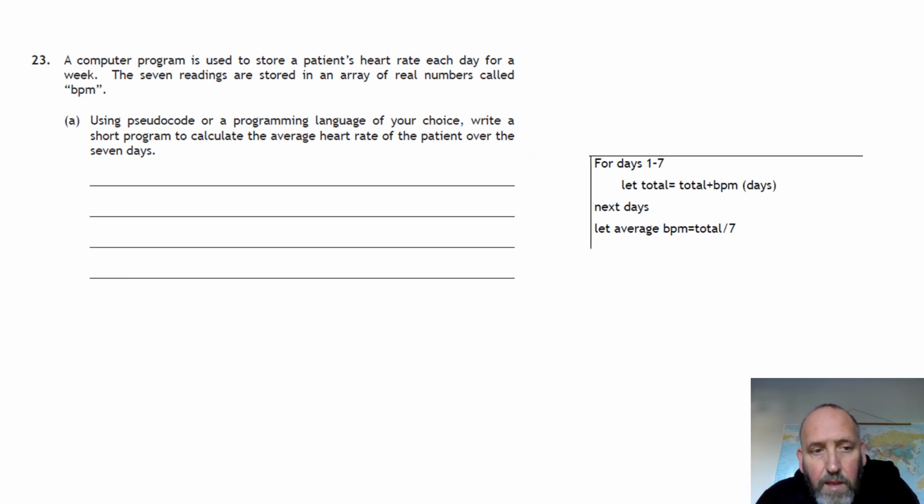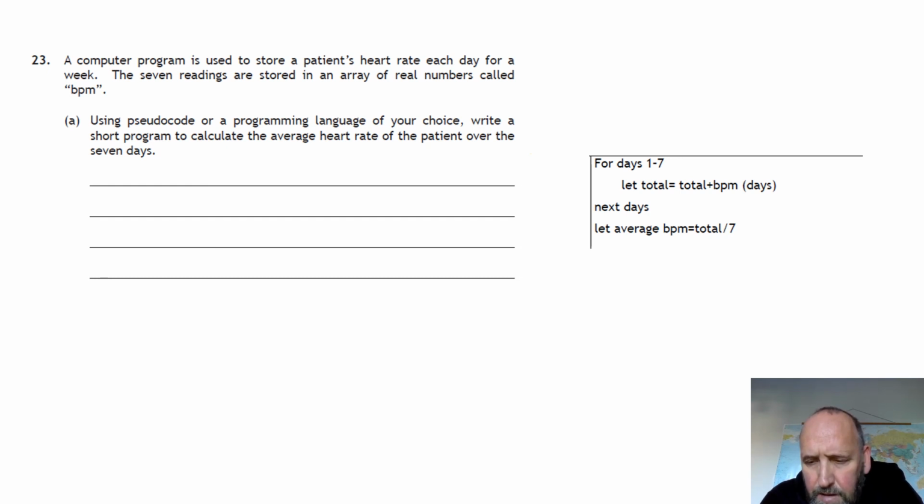Here we are, kind of straightforward. For days 1 to 7, or for counter equals 1 to 7, let total equal total plus BPM in brackets days. In brackets days, this tells us that it is an array. Next days, or just next if you just used an ordinary for loop. Let average BPM equal total divided by 7.